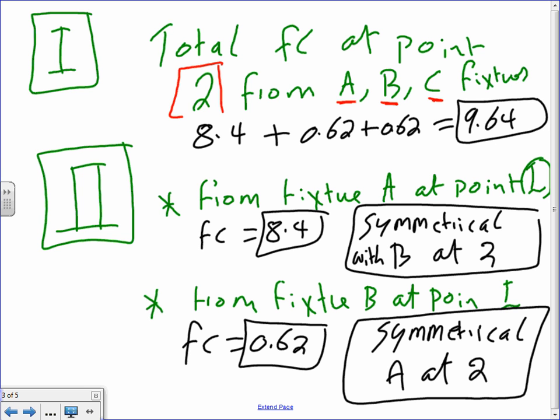You only have to do really one calculation for that stuff, which is from fixture C at point 1. We're going to do C to 1 now. C to 1 is different because C is at the other end. Let me know when you're done with this one so I can move on.